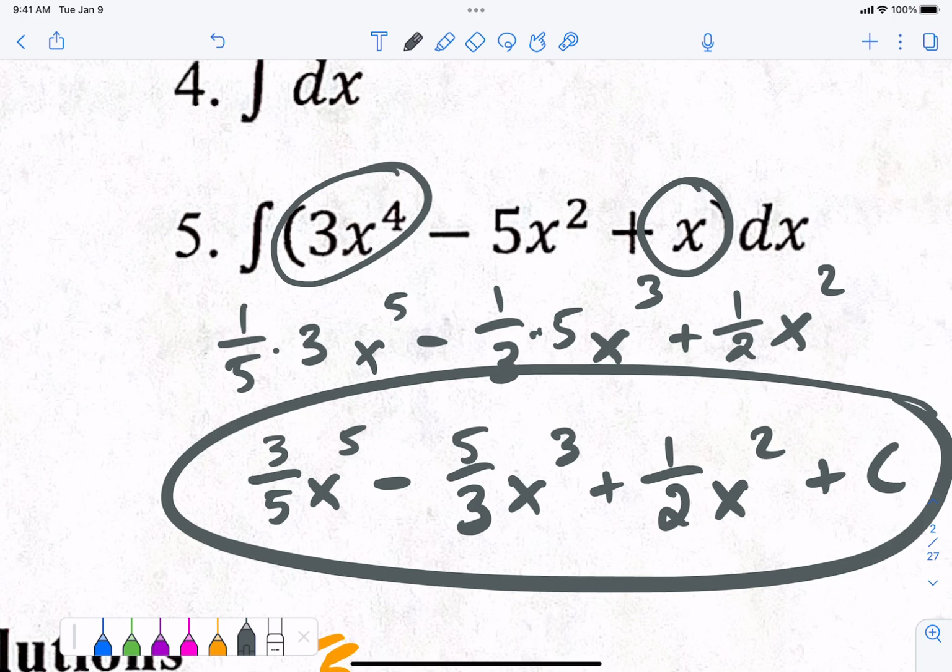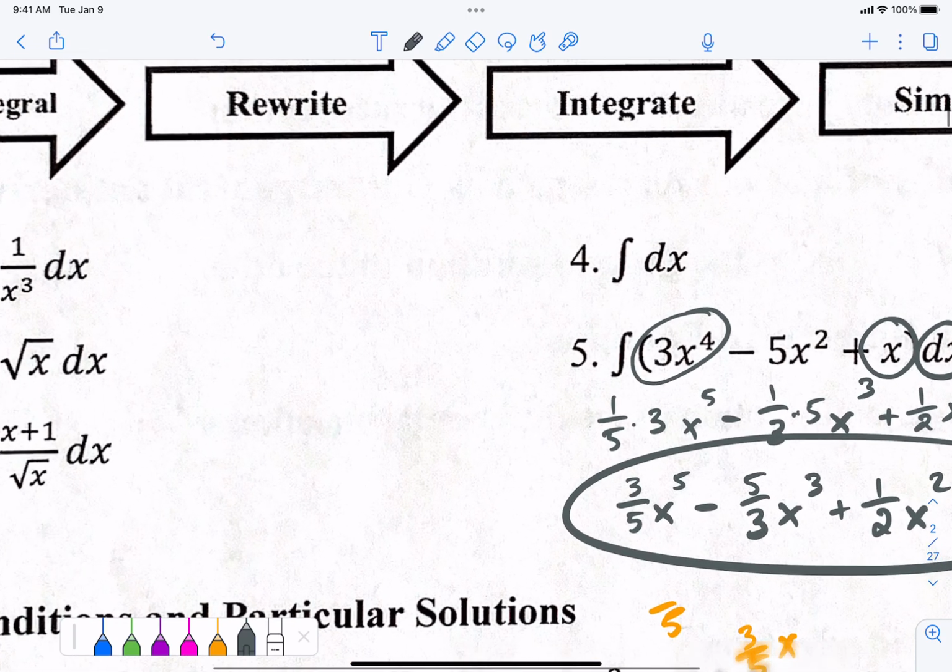What does dx mean again? dx just means we're taking the antiderivative with respect to x. I wouldn't really put too much focus on that, but there's that. All right, let's do the one right above that.